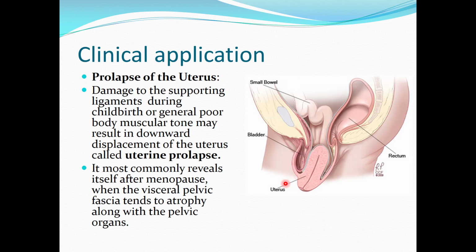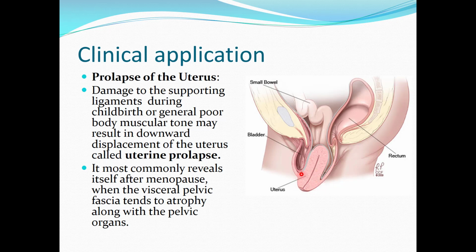Now there is one clinical application, which is the prolapse of the uterus. Damage to the supporting ligaments, which are the round ligament of the uterus and the broad ligament, during childbirth or general poor body muscular tone may result in the downward displacement of the uterus. This is called uterine prolapse. It most commonly reveals itself after menopause, when the visceral pelvic fascia tends to atrophy along with the pelvic organs. So this uterine prolapse can occur after childbirth or when there is poor muscular tone. So the uterus will be directed downwards and it will project outward through the vaginal opening.